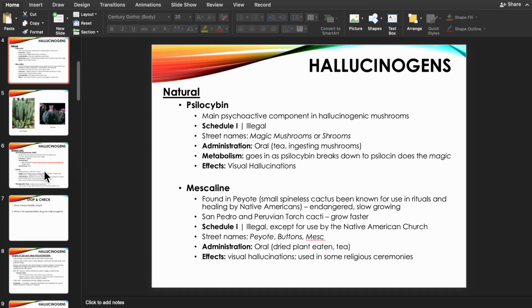Then we have the completely natural hallucinogens, which are psilocybin and mescaline. They both produce visual hallucinations. While these are both Schedule 1 and illegal, the Native American Church is actually an exception. They are authorized to possess and use mescaline for religious practices.